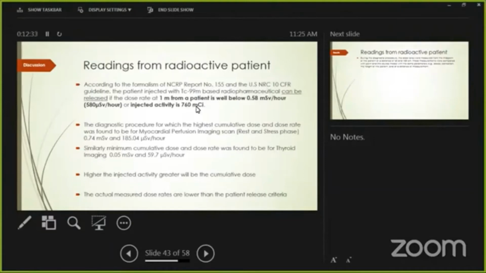And regarding the 760 mCi, no diagnostic test is performed at this activity. The diagnostic tests are performed for 30 mCi, for 20 mCi. We do not give 760 mCi to any patient for a diagnostic test. So this is not related to the release criteria, but related to the radiation doses outside the patient. So the higher the activity injected, the higher will be the radiation dose, the cumulative dose of the patient. And obviously the dose rates were very much lower than the patient release criteria.